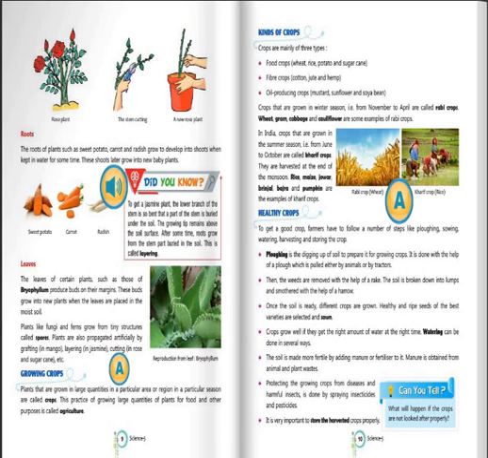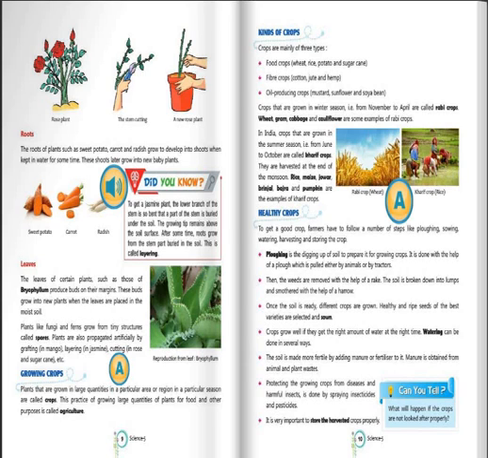Now plants like fungi and ferns grow from tiny structures called spores. Plants are also propagated artificially by grafting in mango, layering in jasmine, cutting in rose and sugarcane, and we will learn about these methods in the higher classes.